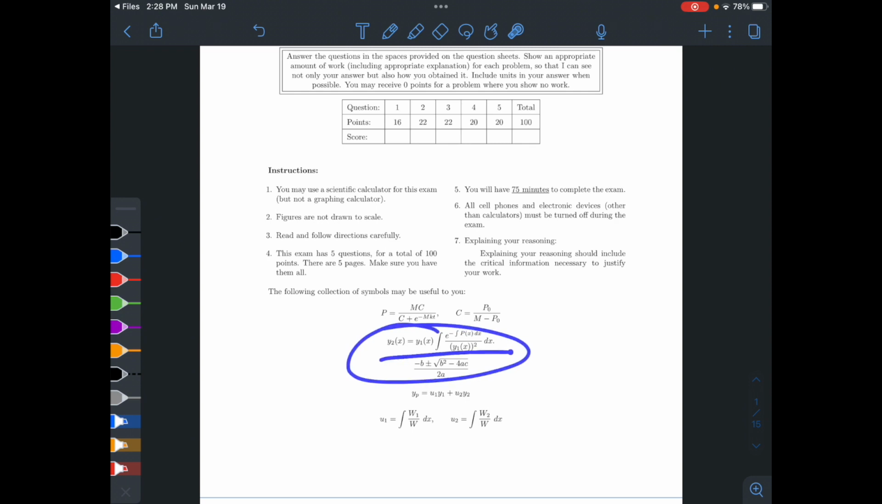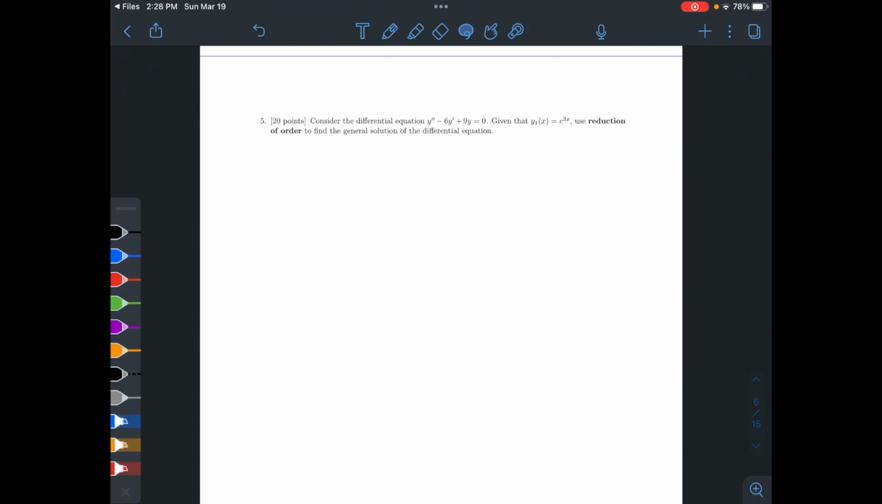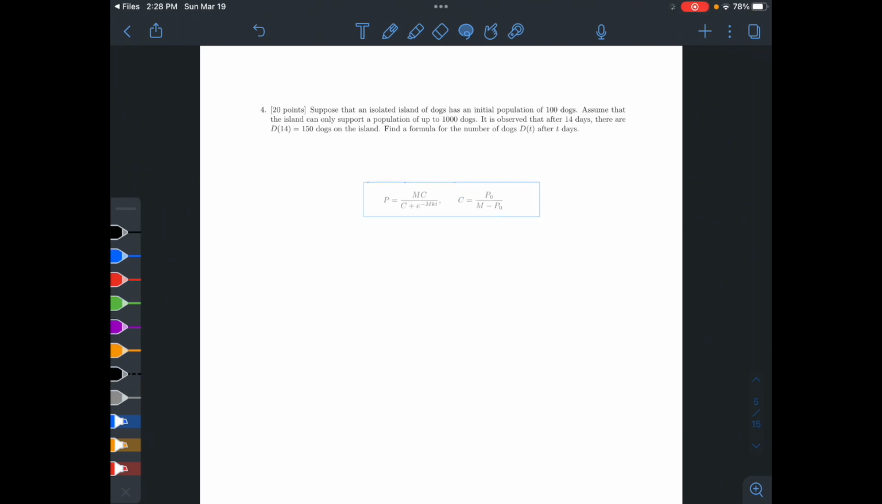Let's see, this one right here is your reduction of order formula, which we'll get to one of those problems in a bit. And then this right here is the formula for the logistic model problems, because they are very long to come up with these formulas. I just decided to throw that formula on the formula sheet. So here they are.